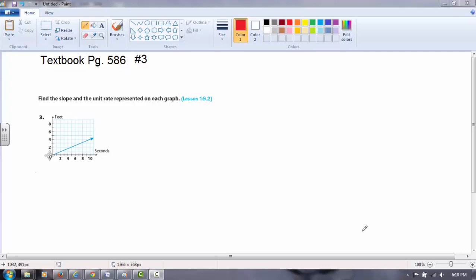This problem is from the textbook. It's page 586, problem number 3. Find the slope and the unit rate represented on each graph.